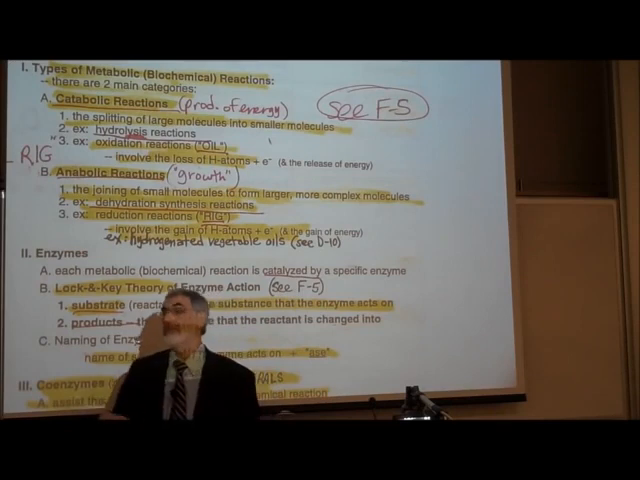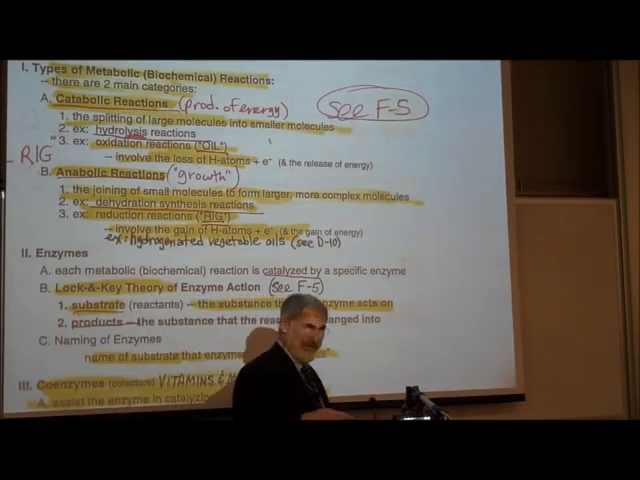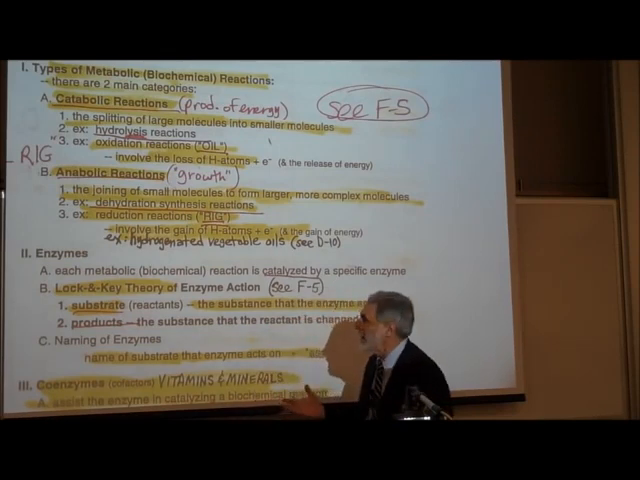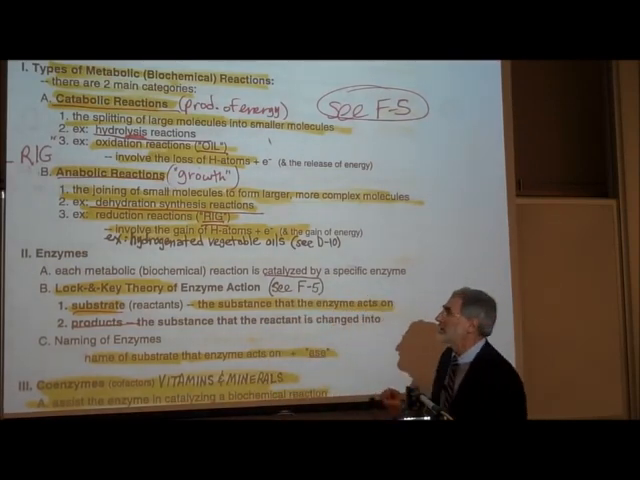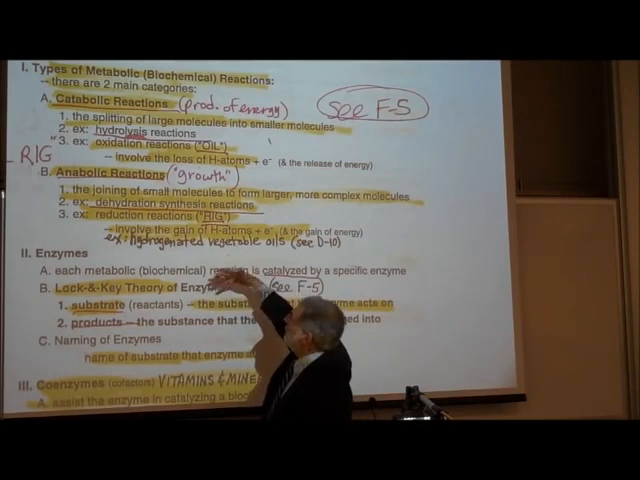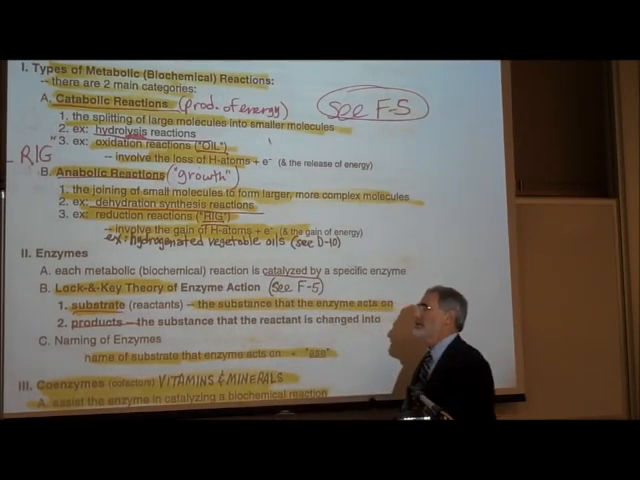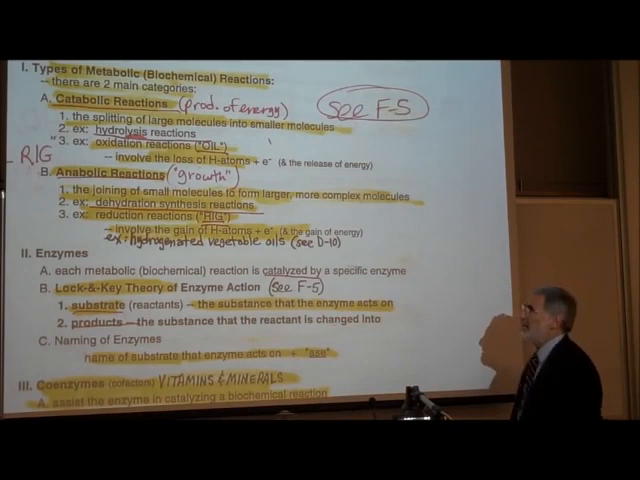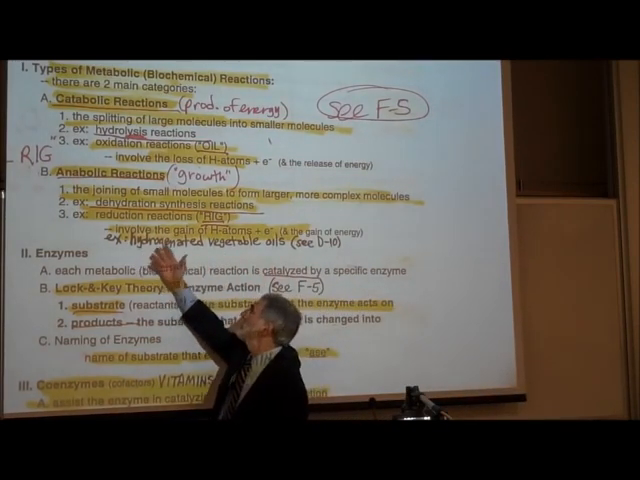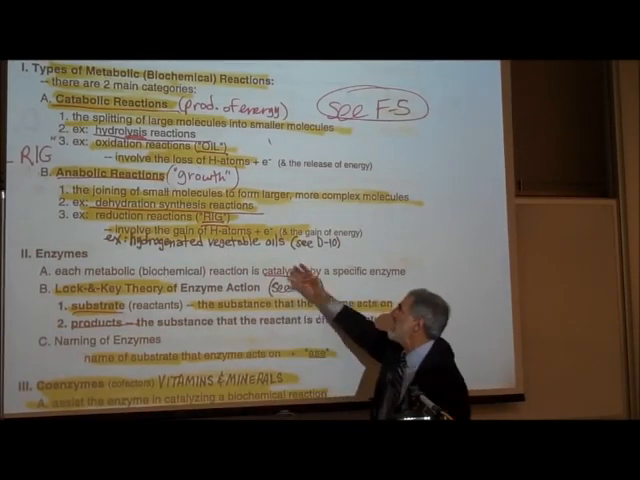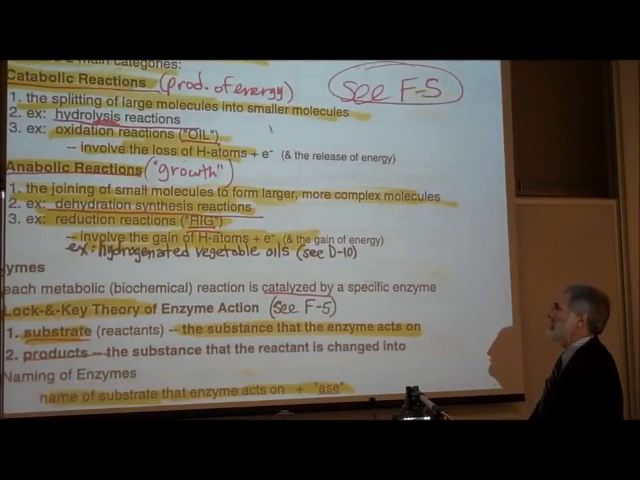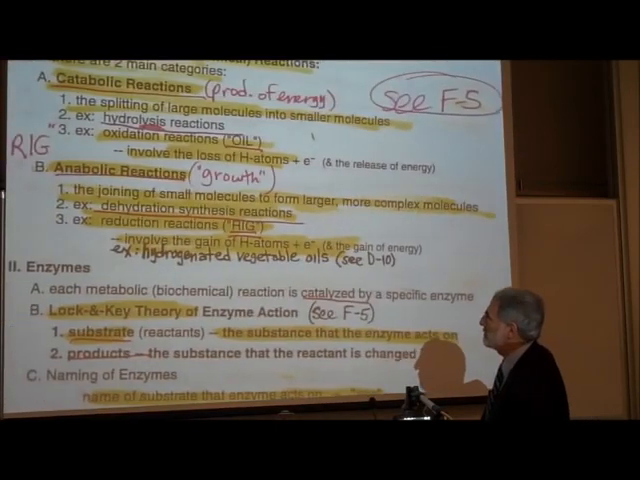Now, another type of anabolic reaction that I have not specifically and explicitly spoken of, but I have alluded to, including on a video, are what are called reduction reactions. Now, a reduction reaction involves when a molecule gains hydrogen atoms and electrons. So when a molecule gains hydrogen atoms and electrons, that's called a reduction reaction.